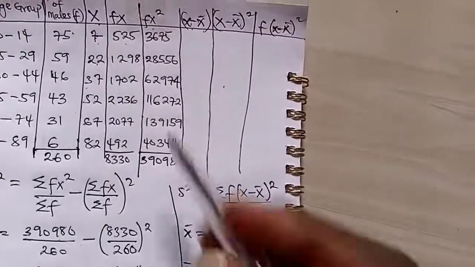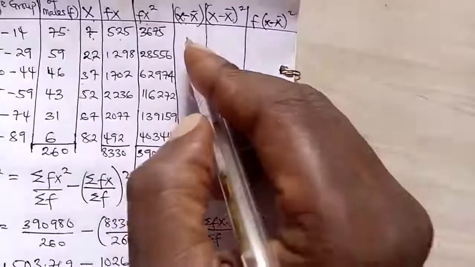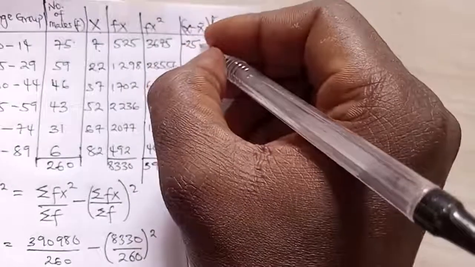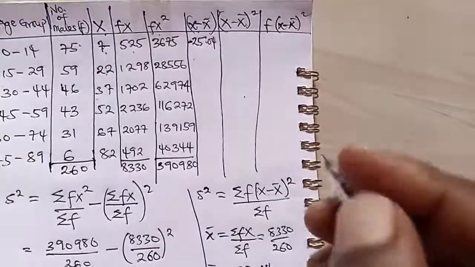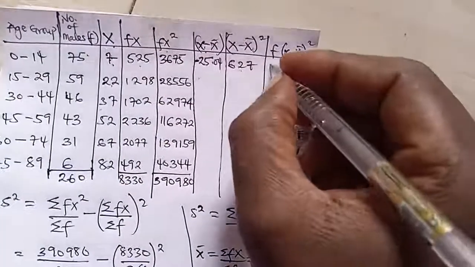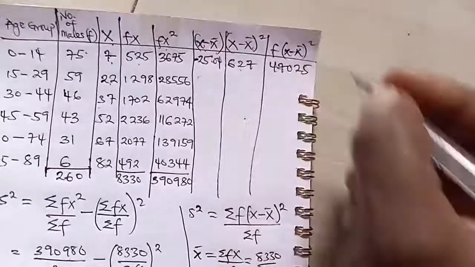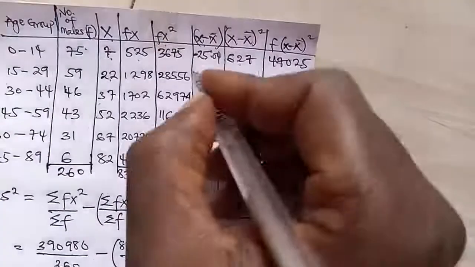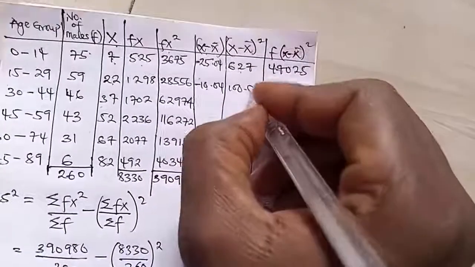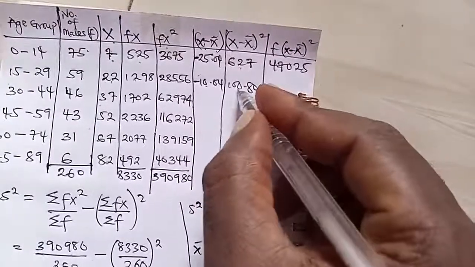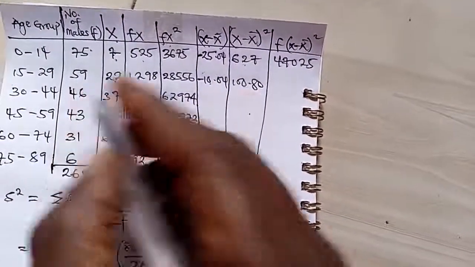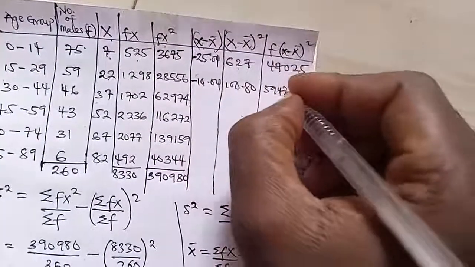So the next thing we're going to do is x minus x bar. We'll write it down here, and the first one is going to give us about minus 25.04. If we square that, we're going to get 627. And if we now multiply it with f, we're going to get about 47025. So that's how we do it. 22 minus the mean, we'll write it down, which will give us minus 10.04. If we square that, we're going to get about 100.80. We're using two decimal places, and if we multiply that with f, which is 59, we're going to get about 5947.20.